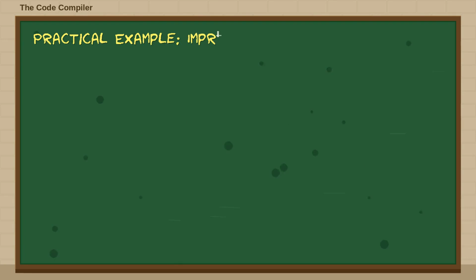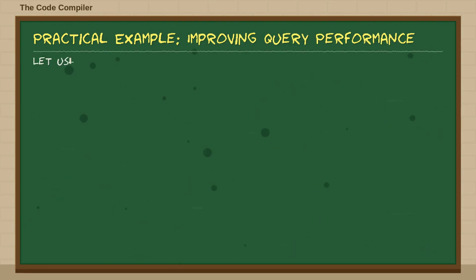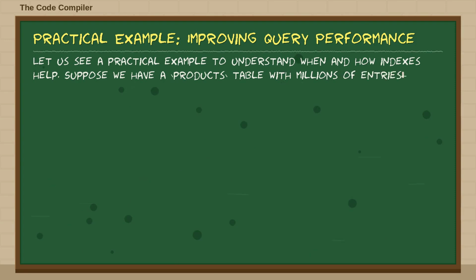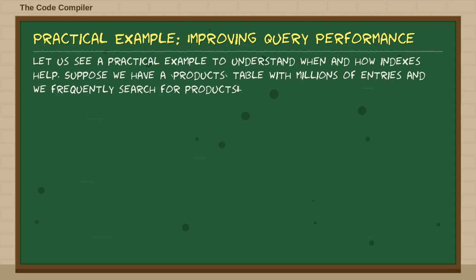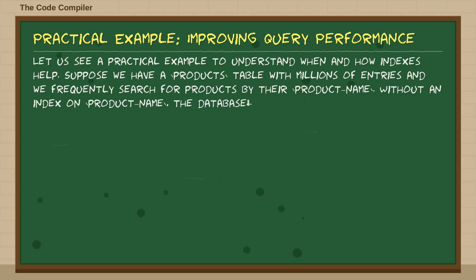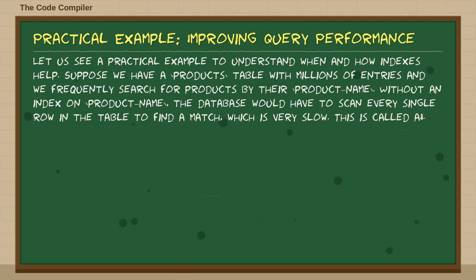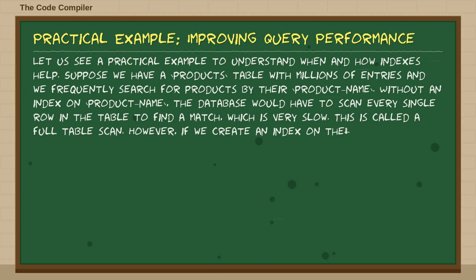Let us see a practical example to understand when and how indexes help. Suppose we have a products table with millions of entries, and we frequently search for products by their product_name. Without an index on product_name, the database would have to scan every single row in the table to find a match, which is very slow. This is called a full table scan.